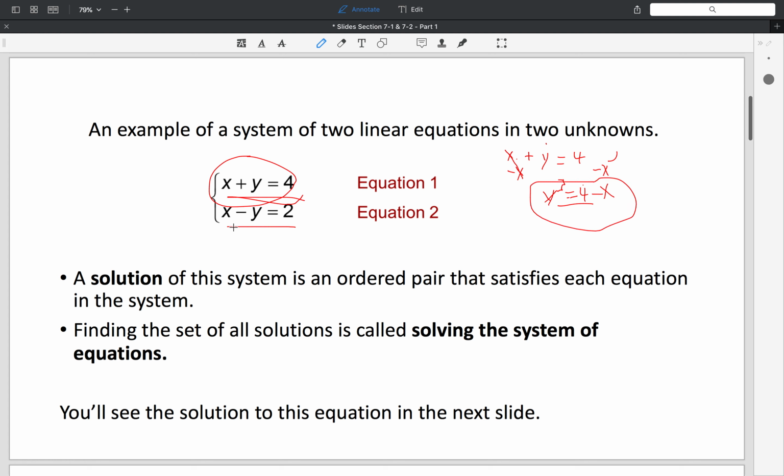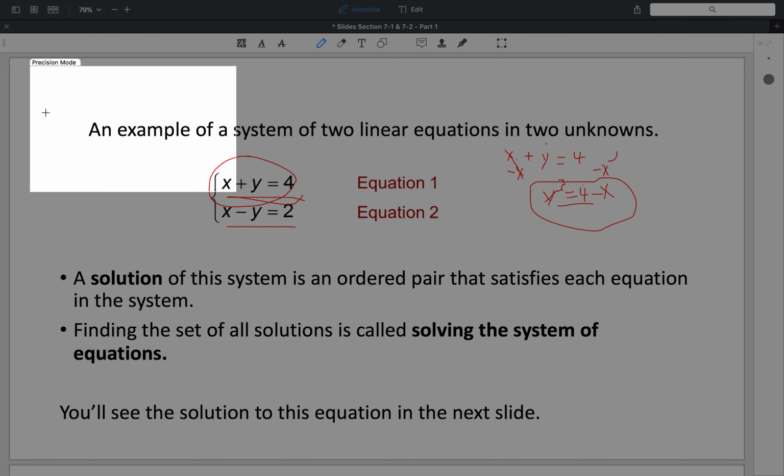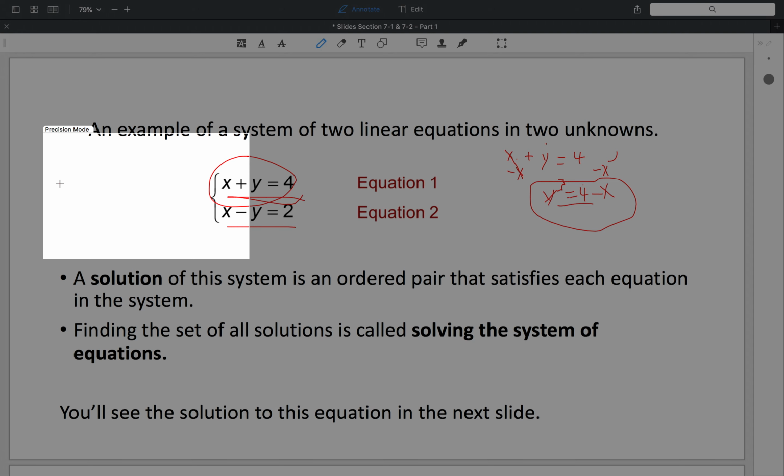Okay, so I'm going to do the same thing for the second equation. So we have x minus y is equal to 2. Here I'm going to add y to each side because I want to solve for y. And then I'm going to subtract 2 from each side. These cancel, so I get x minus 2 is equal to y. I'll make that clear that that's a y.